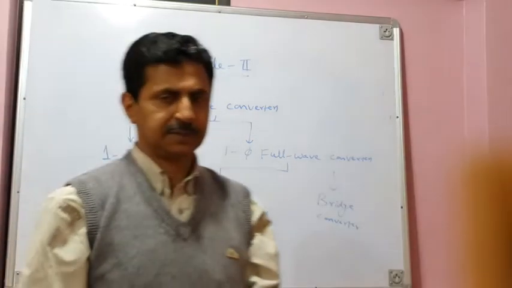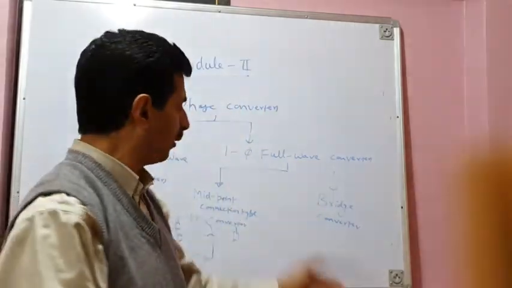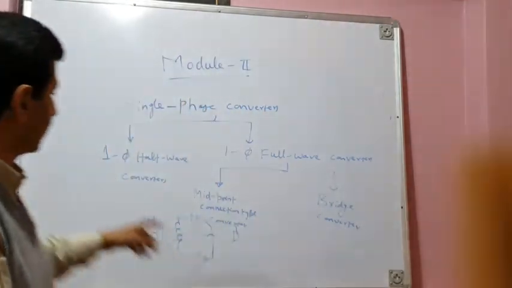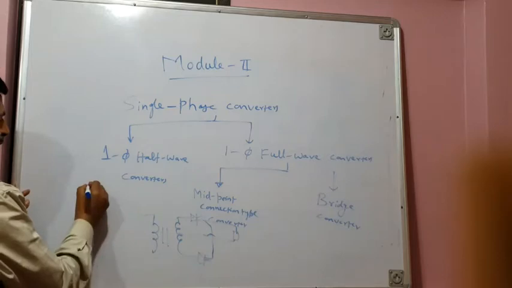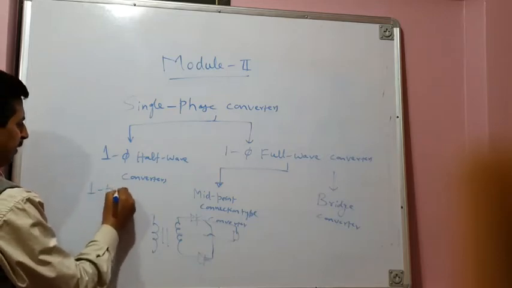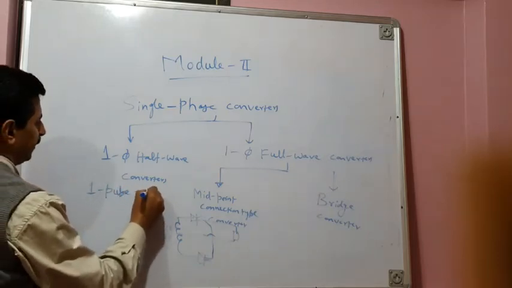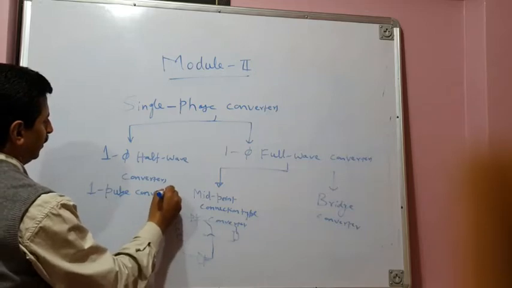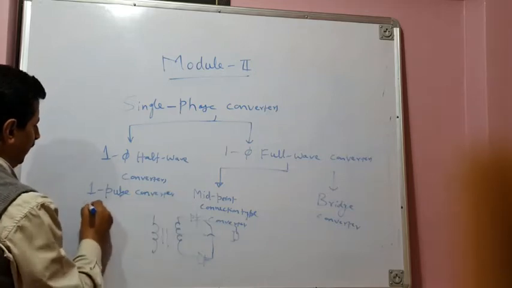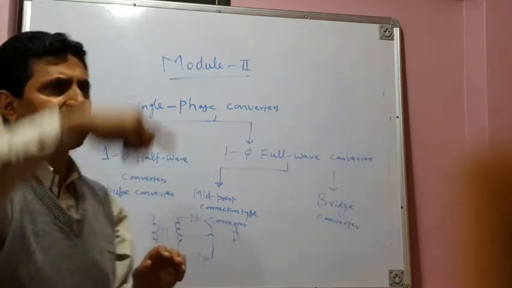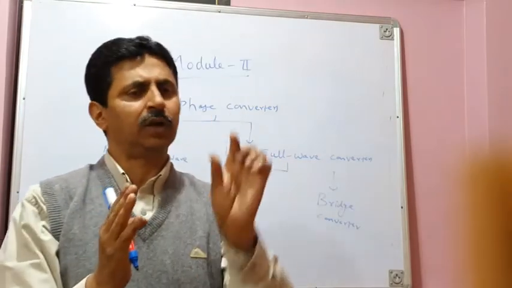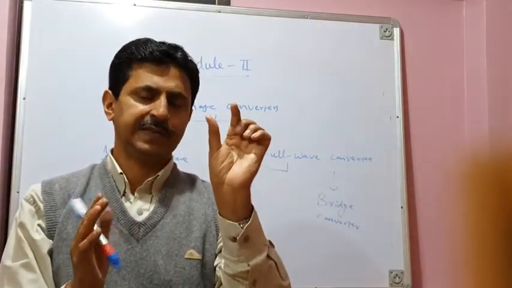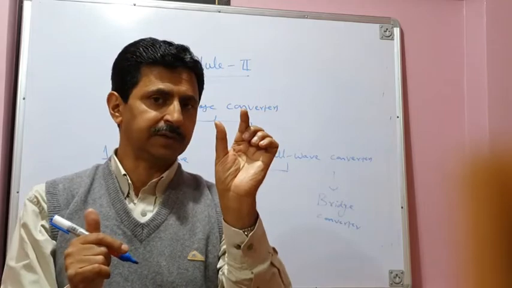Midpoint type converter, and then you have bridge converter. Now the single phase half wave converter is called a single pulse converter. Here P is equal to 1. Why? Because for one cycle of AC, at the output you have only one pulse of DC available to you. It's a half wave converter.